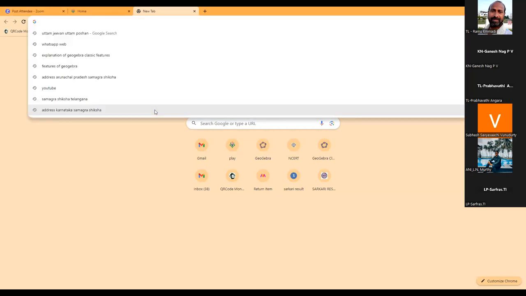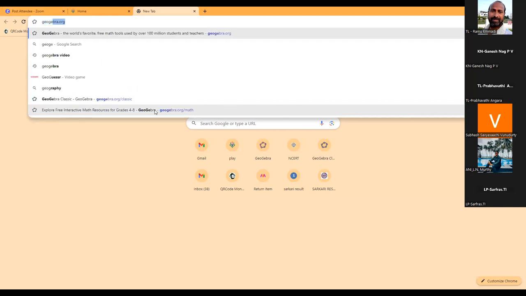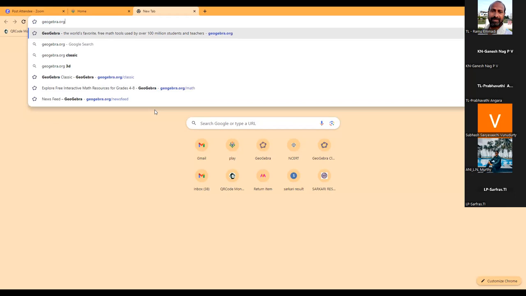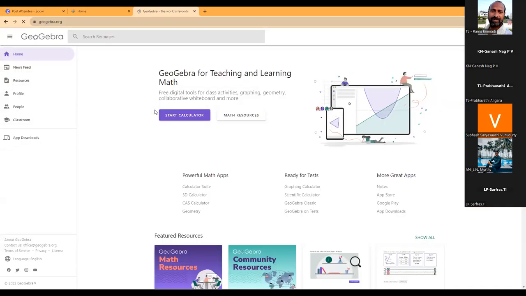We just have to type for online GeoGebra. You just type geogebra.org and then you can press enter. So this is the GeoGebra window. This is the home page. Okay.